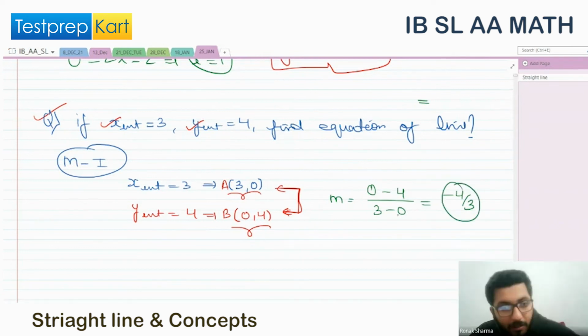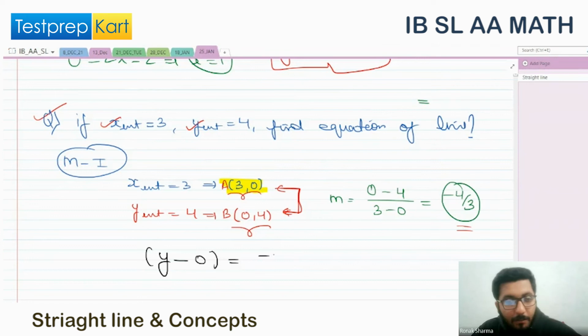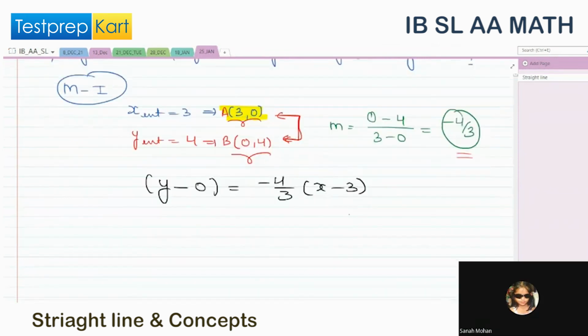Now we have got this value of slope. Then we need what? One point and the value of slope. So slope is there. Now take any point. Let's say we take (3, 0). So the equation of line will be what? y minus y coordinate, that is y minus 0, equals minus 4 by 3 times x minus x coordinate, that is x minus 3. Simplify it.